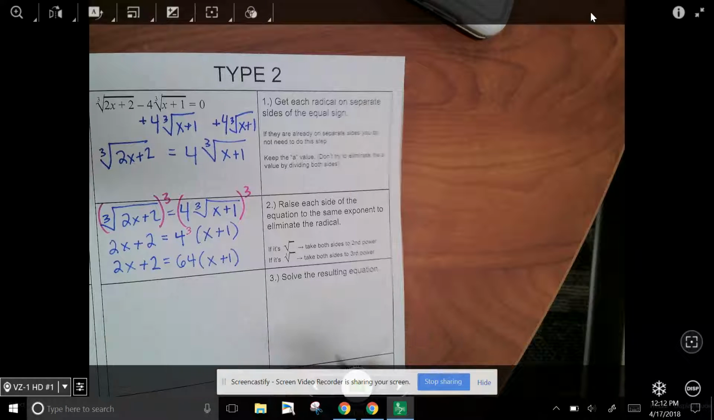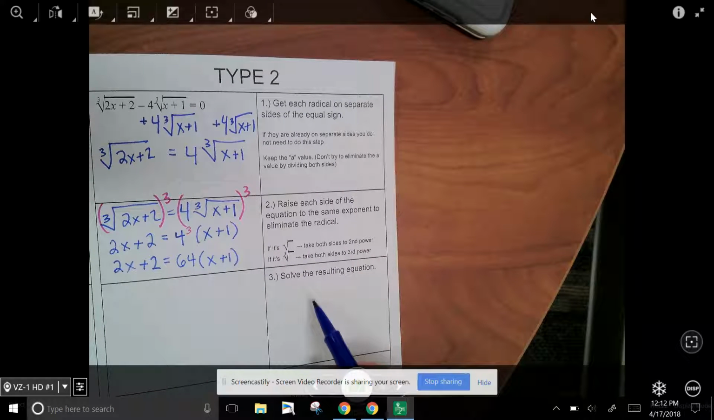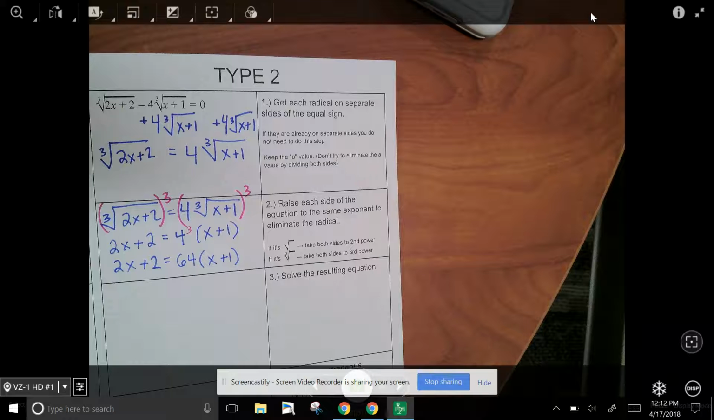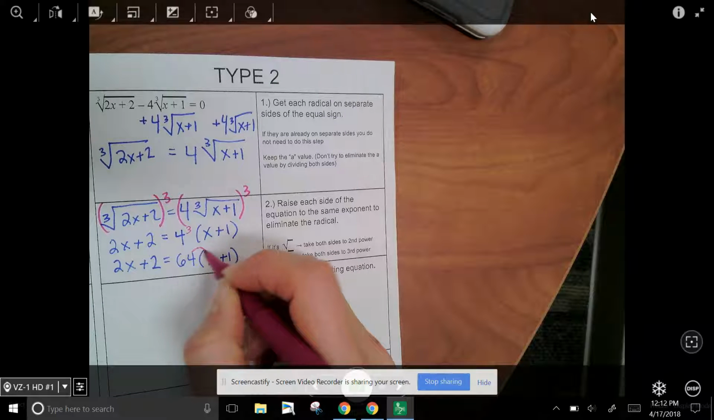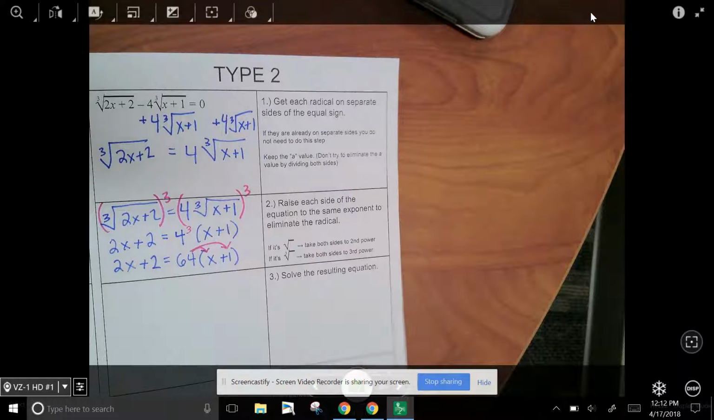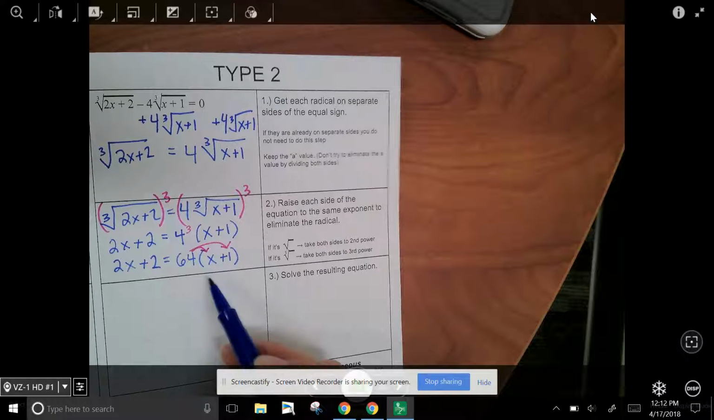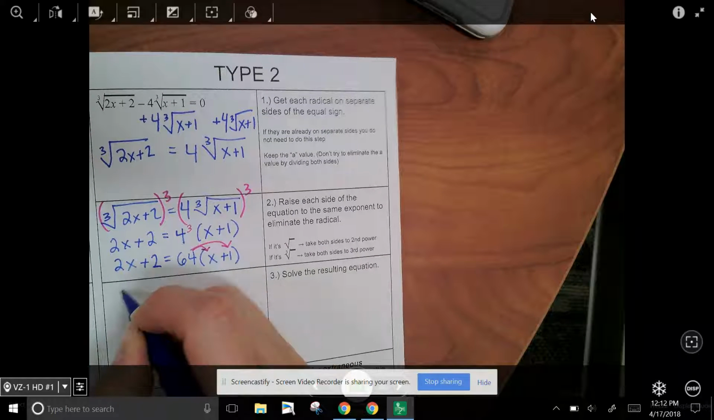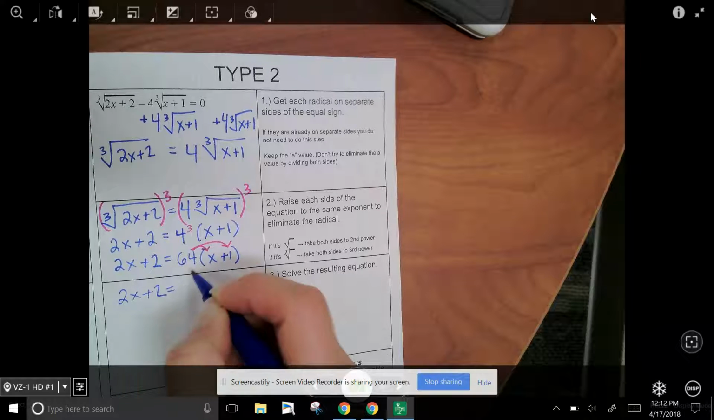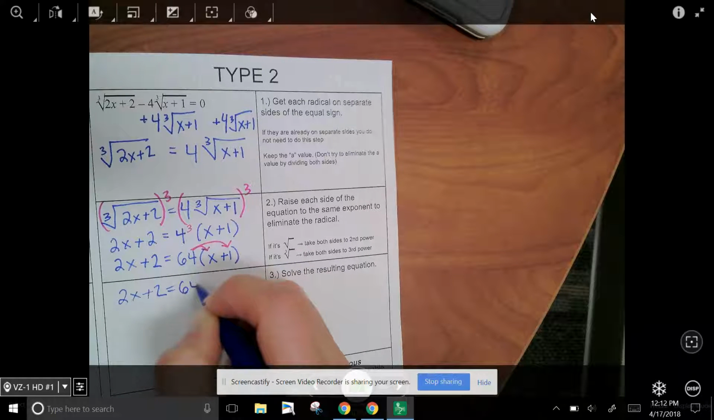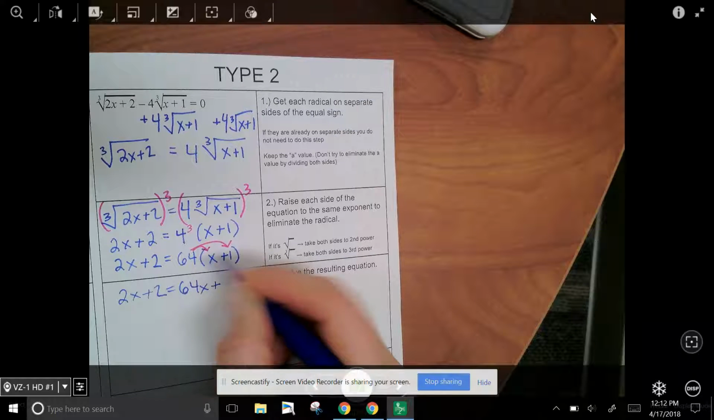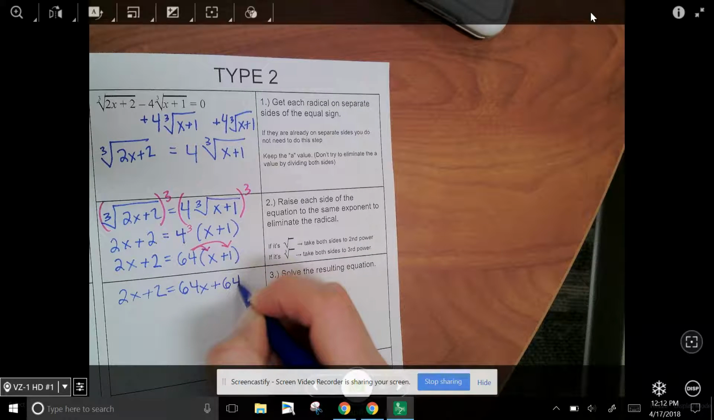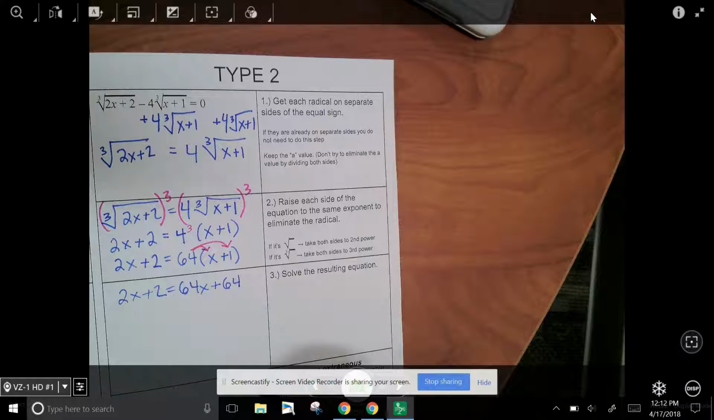I am going to now attempt to solve the resulting equation. So in order to do that, I'm going to rewrite what I have here, but I actually need to distribute 64. That means I'm going to multiply both of these terms by 64. So I have 2x plus 2. 64 times x is 64x. And I have my plus 64 times 1 is 64. And now I have a multi-step equation where I can get x by itself.